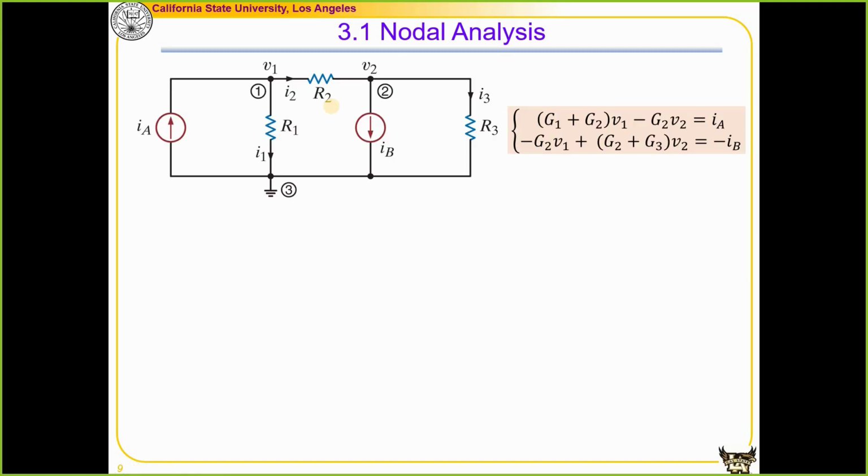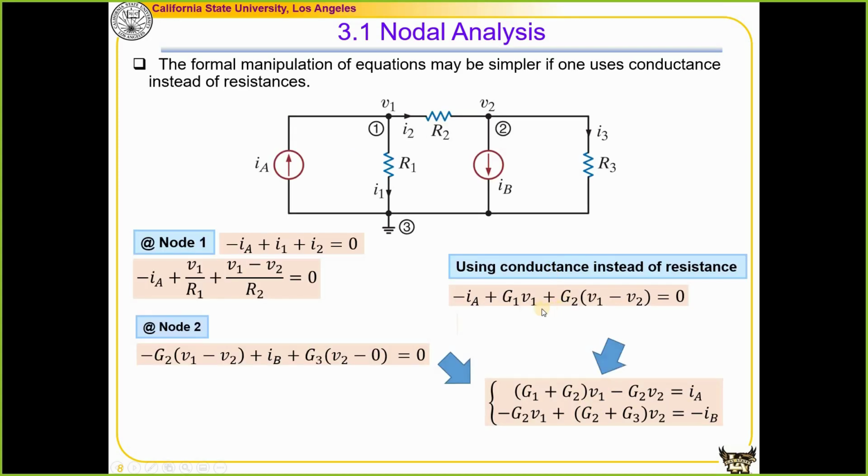Professor, I have a quick question. Yes. How do you get negative G2 with V1? These two equations come from here. So simply I just put IA to the right hand side, and the coefficient for V1 is G1 plus G2, right? So this will have a G1 term. And the second term is over here, negative G2 times V2, which is here.